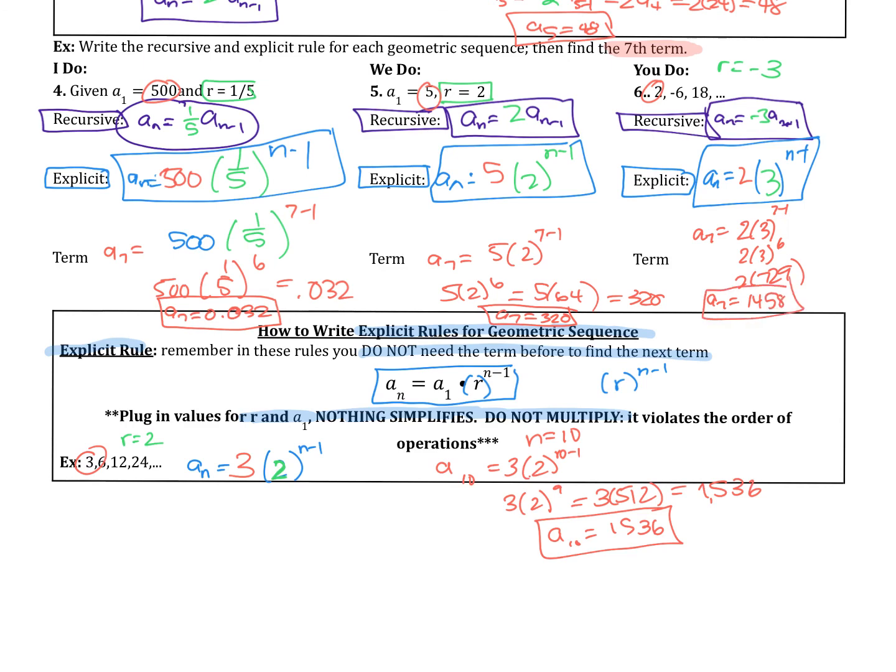So the key things to remember from this section: a geometric sequence is a sequence in which the pattern is that you're multiplying by the same number to get from one term to the next. To write the recursive rule, we have a sub n equals that common ratio, that number we're multiplying to get from one term to the next, times a sub n minus 1. Remember, the only thing you're plugging in there is r. To write the explicit rule, a sub n equals a sub 1, the first term, times r to the power of n minus 1. Make sure you put parentheses around that ratio. And then if you're being asked to find a specific term, you're just plugging that value, the term number, in for n, into your explicit rule.